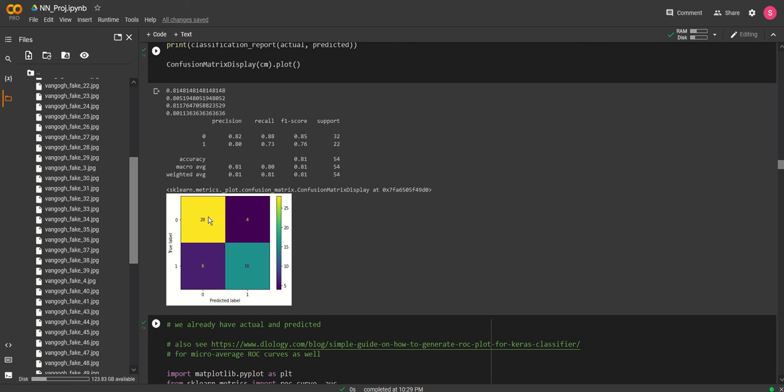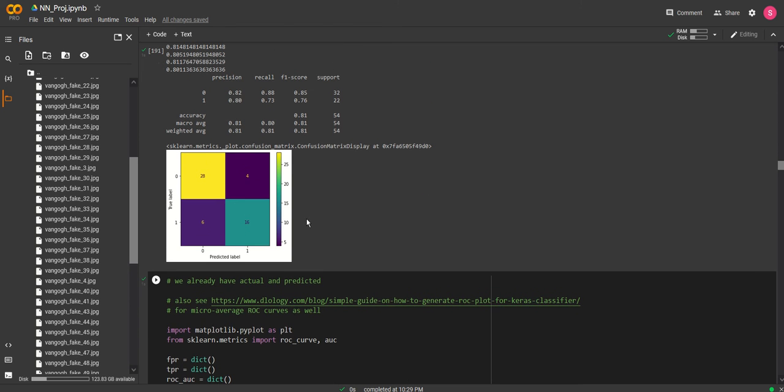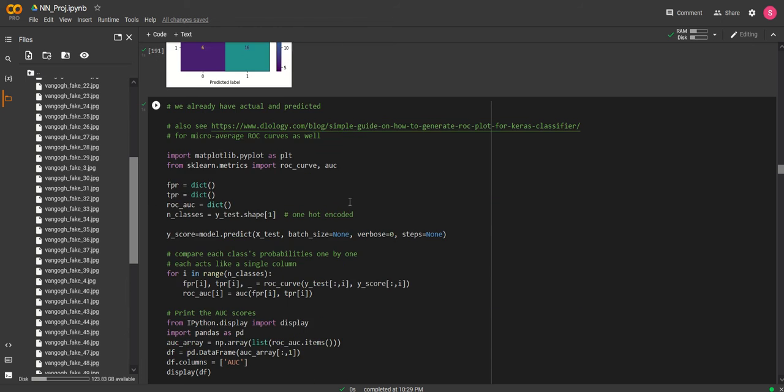Here you can see that from around 22 fake Van Goghs, the model was able to correctly identify 16 of them as fake, while 6 of them were misclassified. Similarly, for 32 of the originals, it managed to identify that 28 out of the 32 were in fact originals. So it is pretty good.